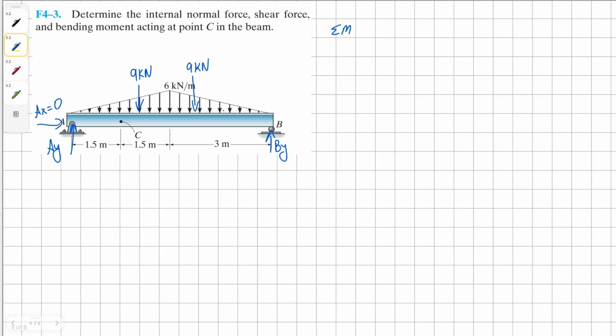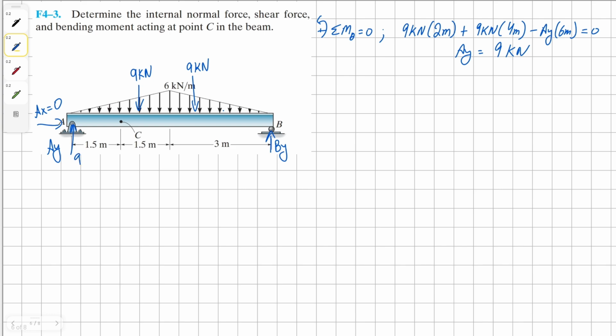So moment about the point B, counterclockwise we have 9 kilonewton, and it's 2 meters away. And then we have another 9, and it is 4 meters away from B. Finally, we have clockwise AY, and it's 6 meters away, and all of this is equal to 0. Solving for AY, we get our solution as 9 kilonewton.